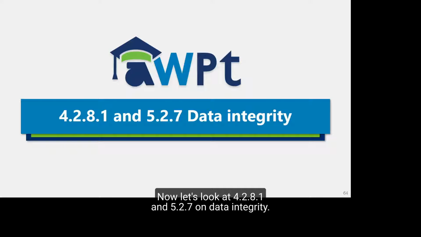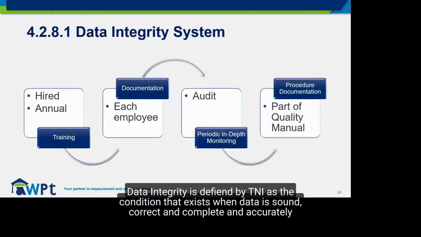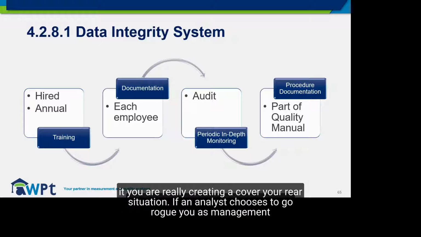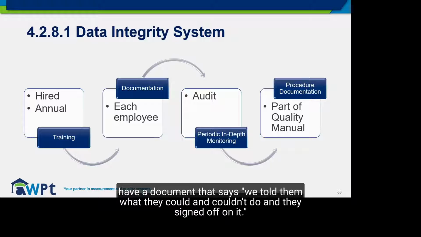Now let's look at 4281 and 527 on data integrity. Data integrity is defined by TNI as the condition that exists when data is sound, correct, and complete, and accurately reflects requirements and activities. We as humans know right from wrong, but by documenting this and having staff sign off on it, you are really creating a cover-your-behind situation, where if an analyst chooses to go rogue, you as management have a document to point to that says, we told them what they could and couldn't do, and they signed off on it.